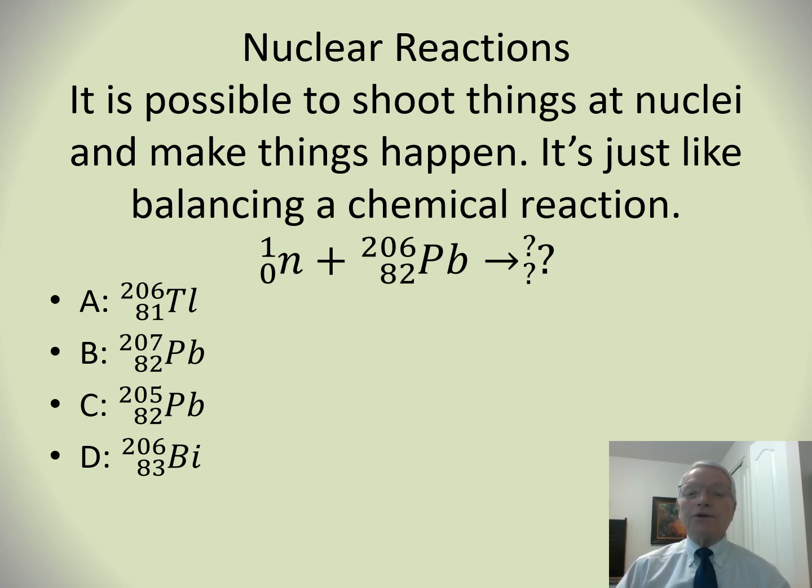So if you shot a neutron into lead-206 and it stuck there, what should you get? This is really dumb. So you would get, of course, lead-207. It's still lead. You just put one more neutron in there.